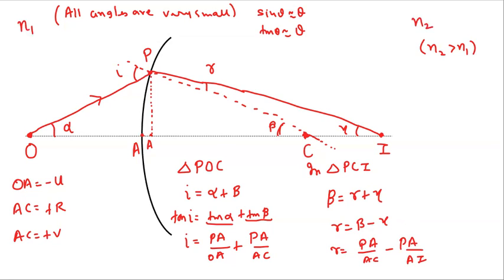So if I put Snell's law at point P, suppose on this side the medium is N1, and on that side the medium is N2. Snell's law says that N1 sine I equals N2 sine R. But if angles are very small, then we can write sine I equal to I, sine R equal to R. So we have N1 I equal to N2 R.